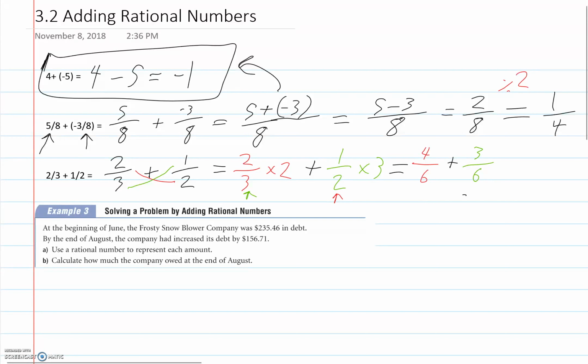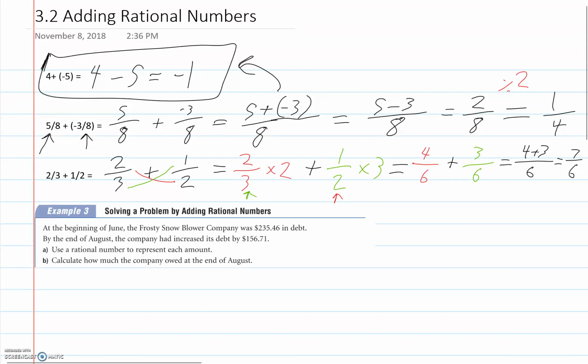Now we can do just like we did on the last question. The only difference is that we had to take this and put it into common denominators. Now if we add 4 plus 3, what do we get? 7/6. And that's our answer. Awesome. So those are fractional adding.